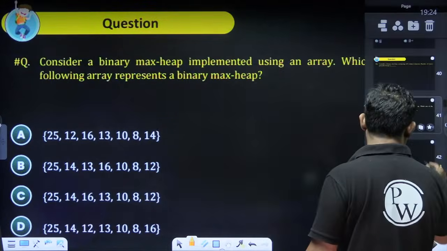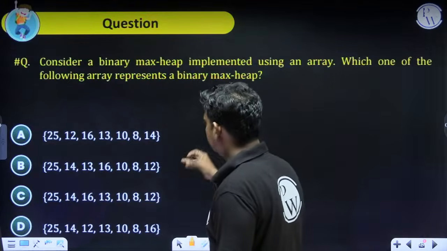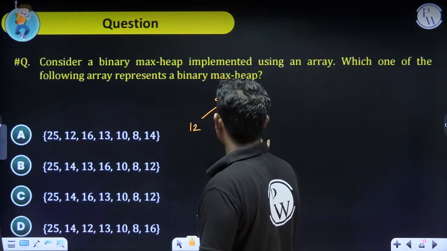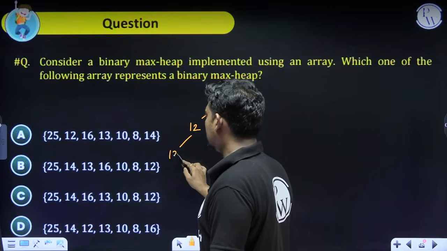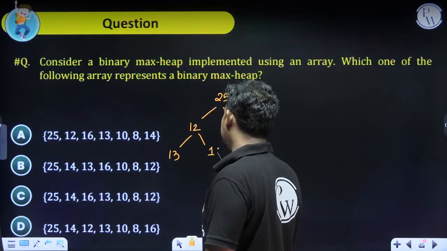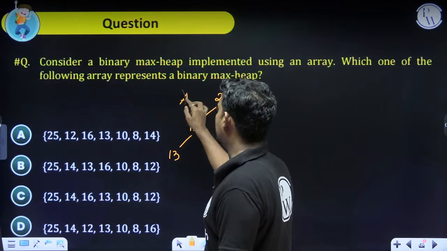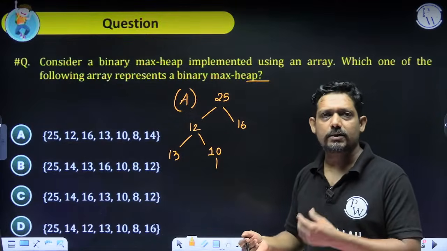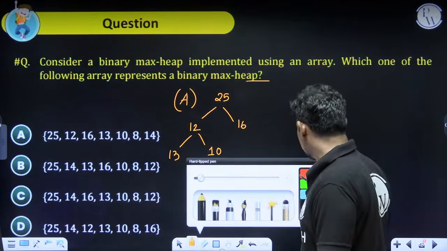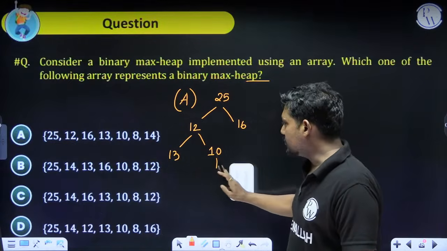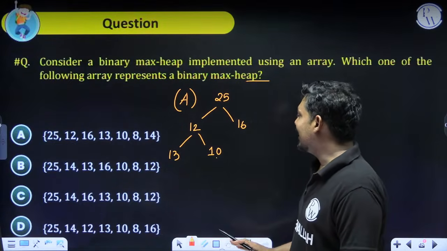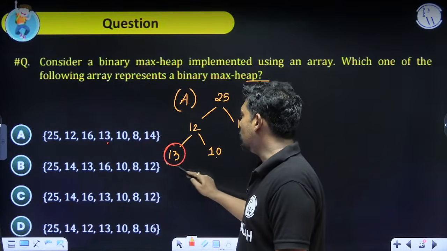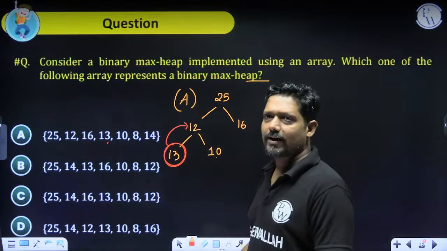Let me split it into two parts so that you are able to understand. Let's see 25, 12, 16, 13. It is okay. But now see 10, option A, max heap. 10 is possible. But 13 is not possible. How can 13 be a child of 12?